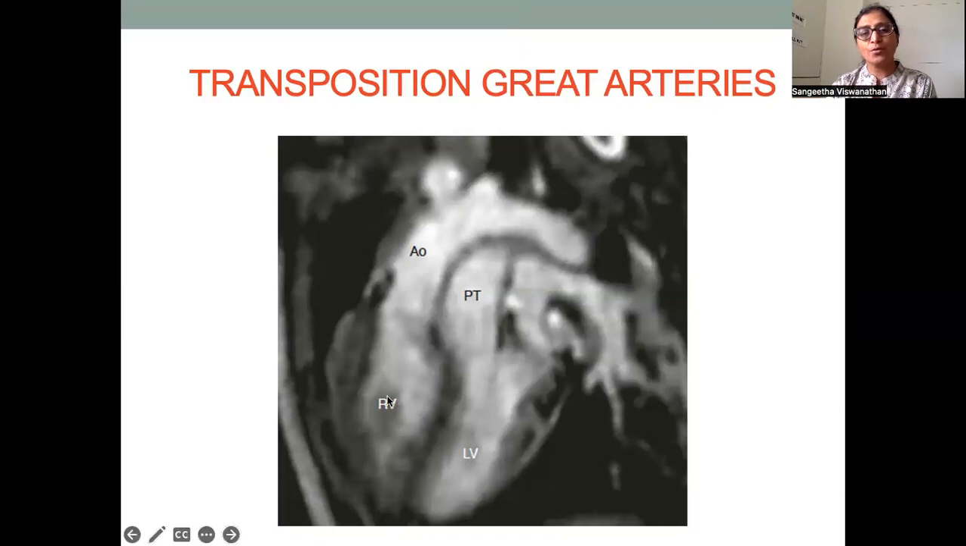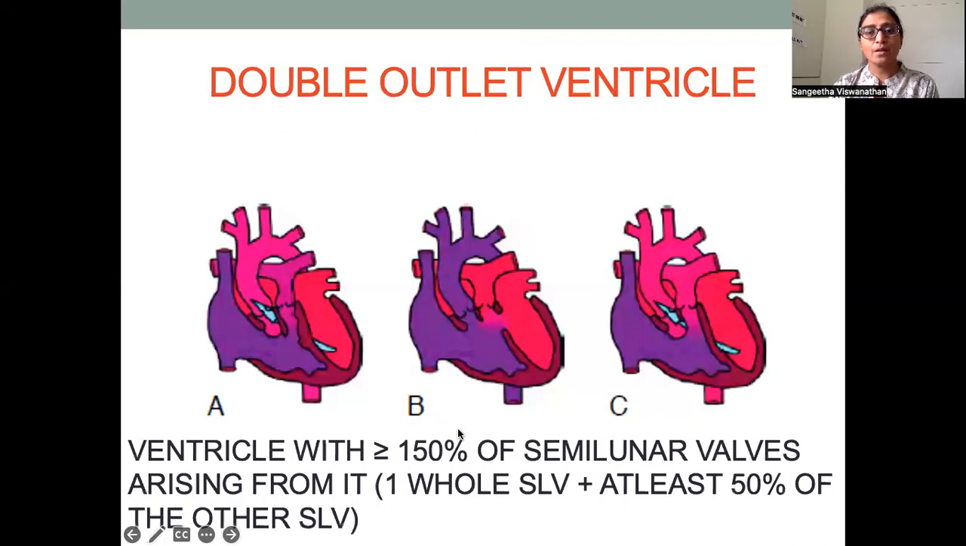This is advanced imaging showing aorta coming from right ventricle, pulmonary artery coming from left ventricle. Okay. So we talked about various ventricular arterial connections. You can have discordant connections like we have described. You can also have double outlet scenarios where just like double inlet, we said that one AV valve plus at least 50% of the other AV valve is committed to one ventricle. In double outlet, what happens is one outlet and at least 50% of the other outlet is committed to a ventricle. So you have double outlet ventricle.